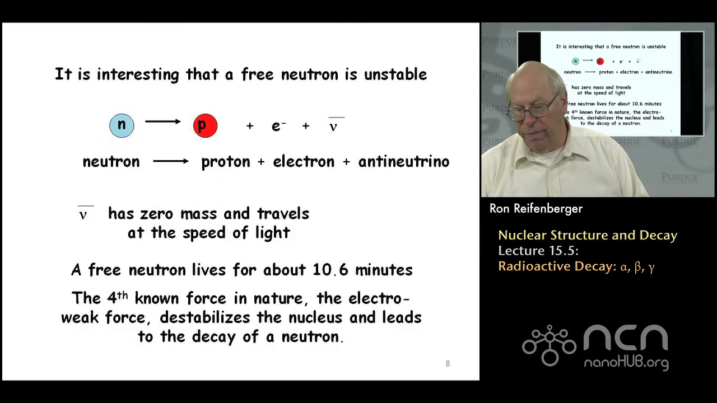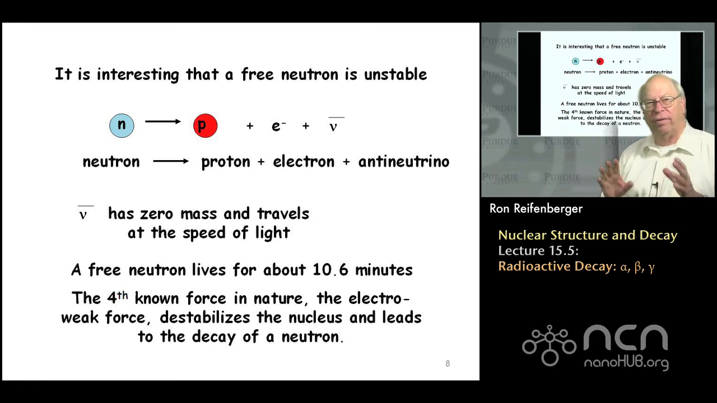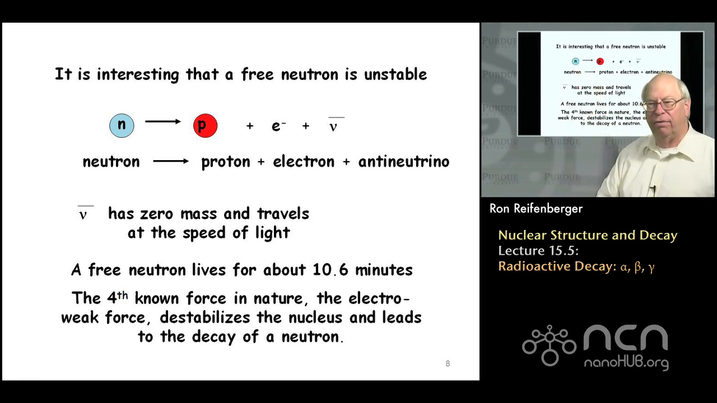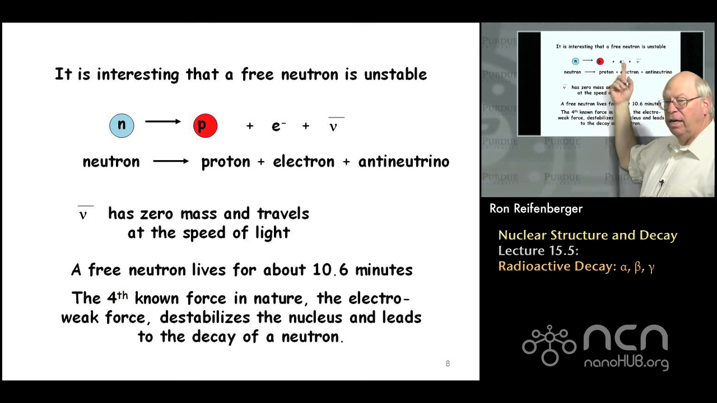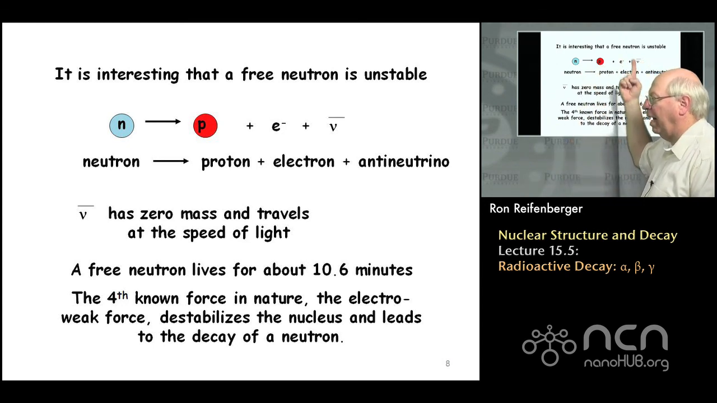Beta decay is interesting because it implies something that may not be obvious. If you take a free neutron, strip it out of a nucleus and let it move through space, that neutron will decay to a proton plus an electron, and it will emit something called an antineutrino. This antineutrino has zero mass. It travels at the speed of light, and we'll say a little bit about why this particular particle is required.